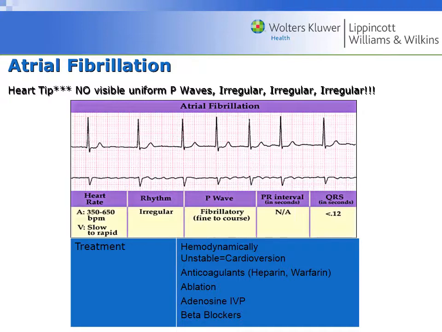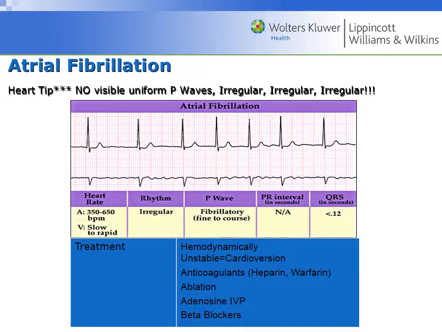The heart rate in atrial fibrillation, oftentimes the atrial rate is 350 beats a minute or more. The ventricular rate can be slow or it can be rapid. And most of your problems with your patient stem from whether or not the ventricular rate is rapid or is too slow to sustain an effective cardiac output.